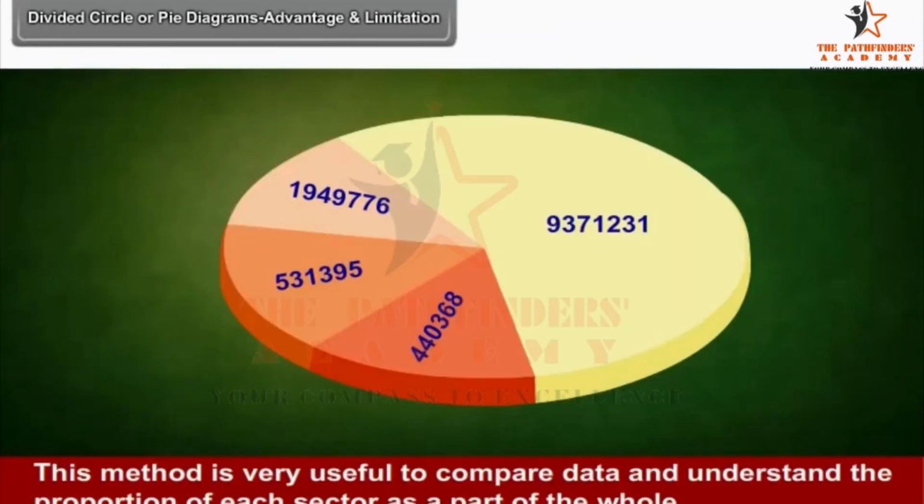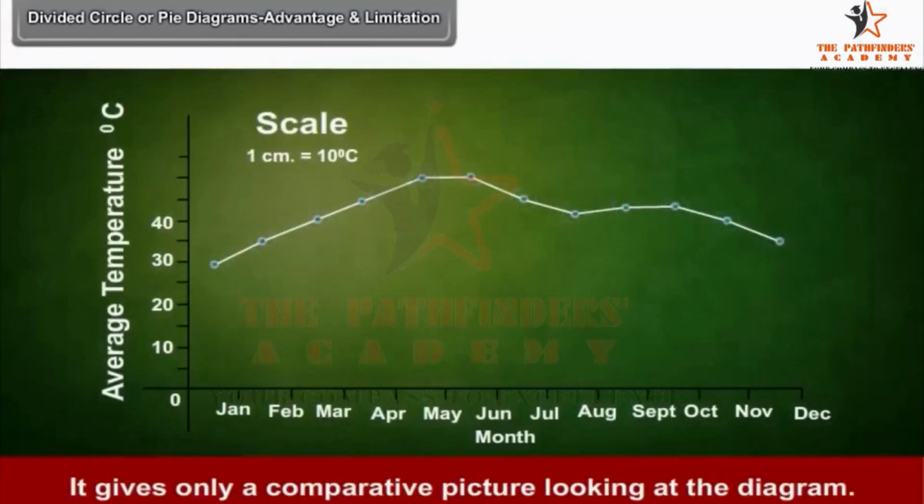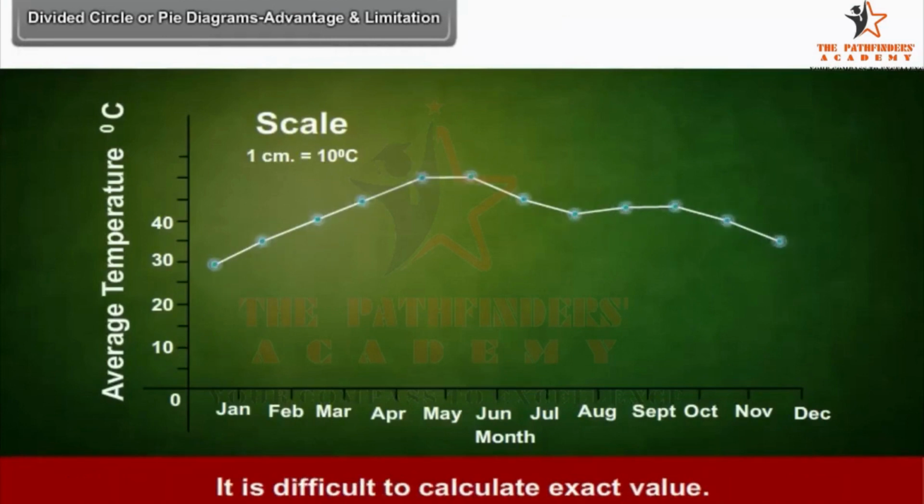Advantage: this method is very useful to compare data and understand the proportion of each sector as a part of the whole. It gives a very good visual impact. Limitation: it gives only one comparative picture looking at the diagram. It is difficult to calculate exact value.